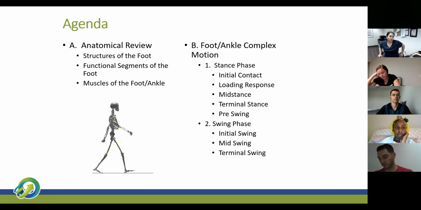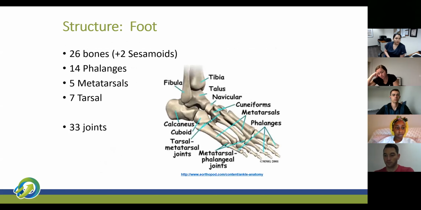So we'll start with the structures of the foot. We're going to look at the functional segments as well as the muscles, like I said, and then we're going to look at each area of the gait cycle and what occurs. We know there are 26 bones, including 2 sesamoids, 14 phalanges, 5 metatarsals, 7 tarsals, and 33 joints. So there are more joints than bones.